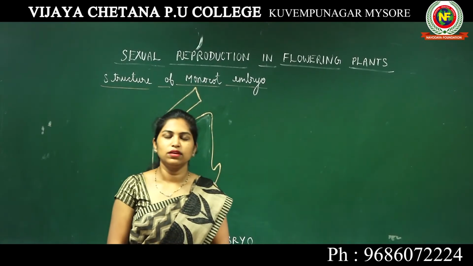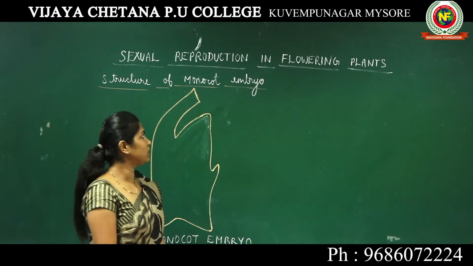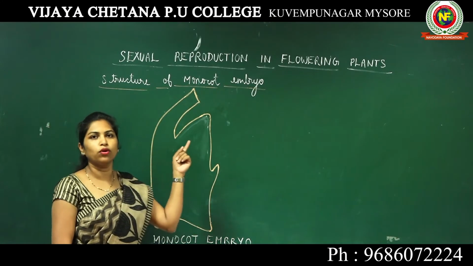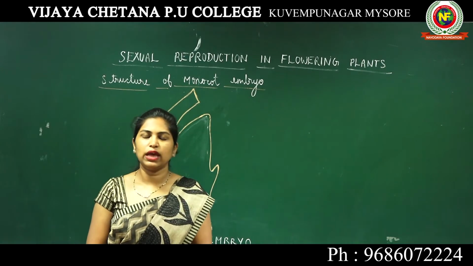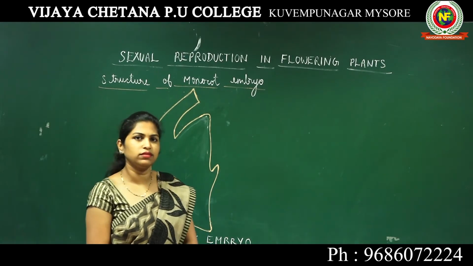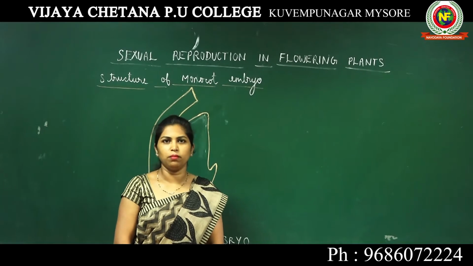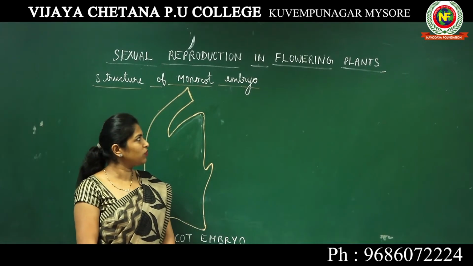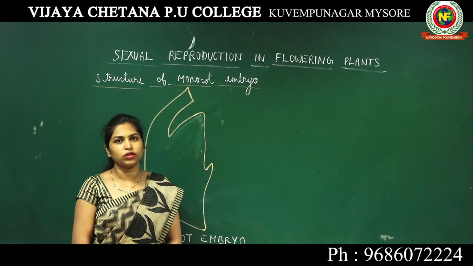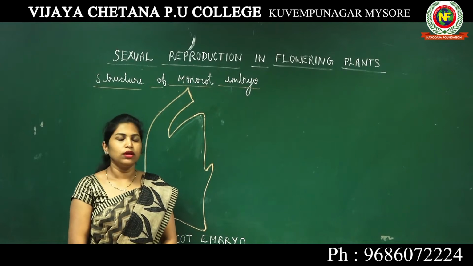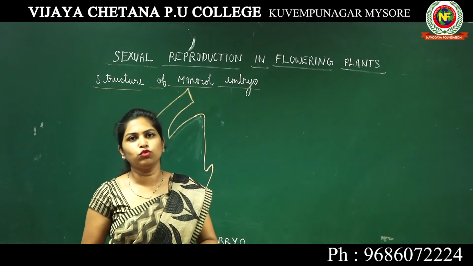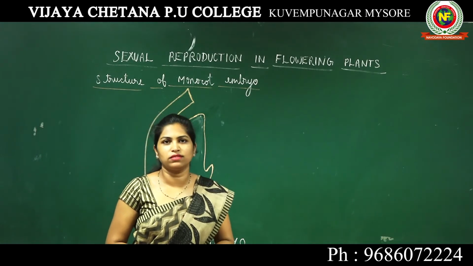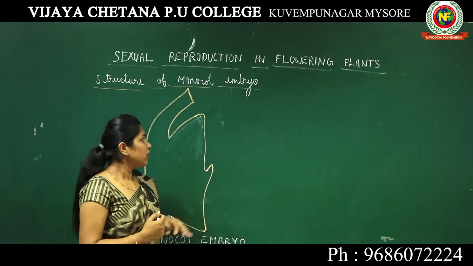Good morning students. In today's class we will study the structure of monocot embryo. In our previous classes we have studied embryogenesis and the structure of dicot embryo, and in today's class we will study in detail the structure of monocot embryo. You know the difference between a dicot and monocot. Dicot has two cotyledons whereas monocot has a single cotyledon.